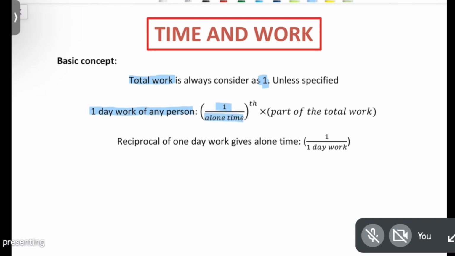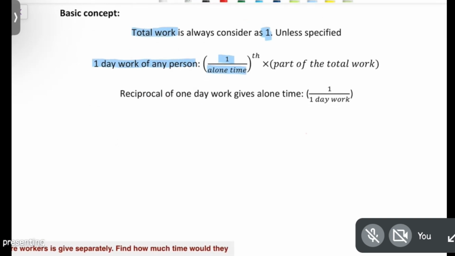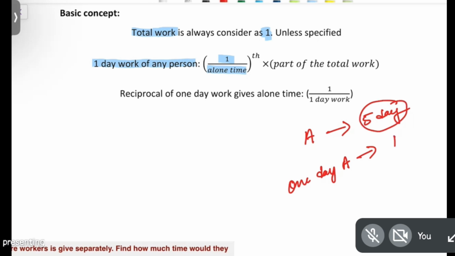What is this? I'll try to explain this now. Let's say A alone can finish a work in 5 days. Then 1 day work of A, that means how much A can do in 1 day, is nothing but the reciprocal of this, 1 by 5. Which simply means in 1 day A can do 1/5 of the total work. Are we clear with this? So keep that in mind.